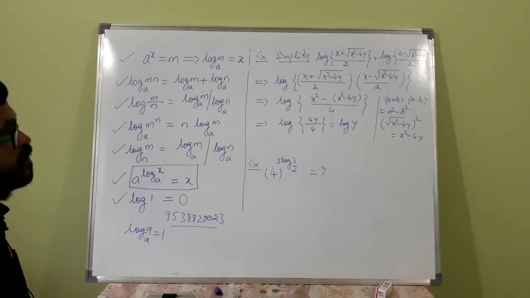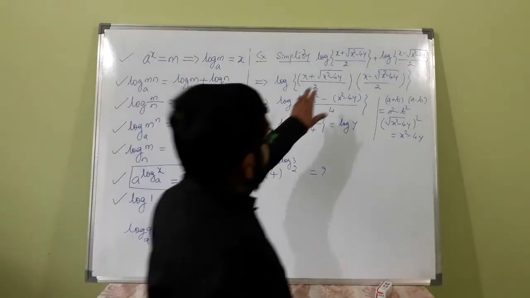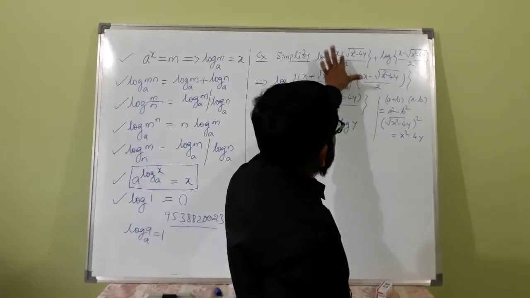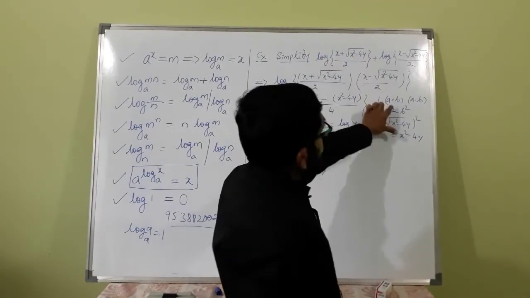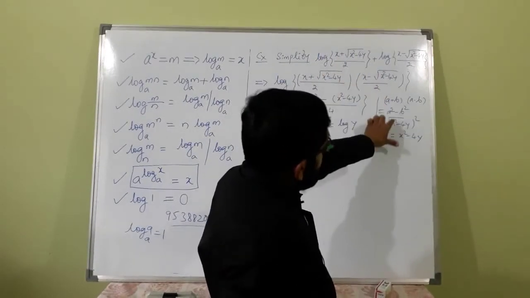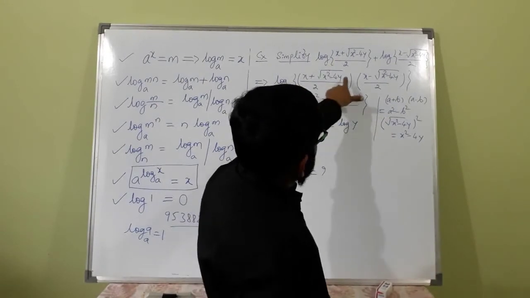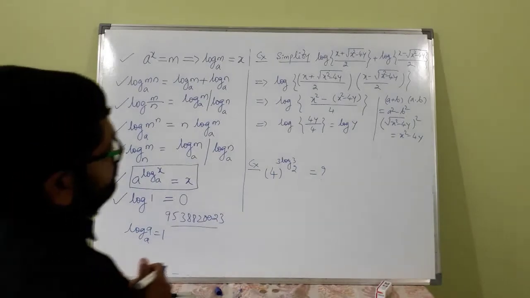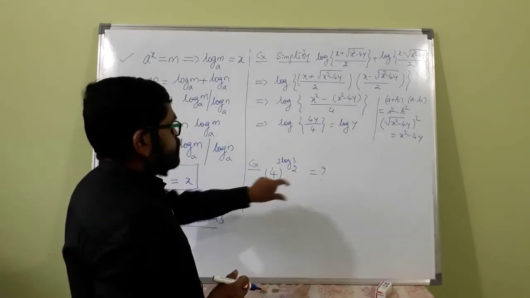Is it okay? The only thing is you have to apply the first rule, then the a plus b, a minus b form, a square minus b square. Square this, take the difference. Okay, here how to solve this?